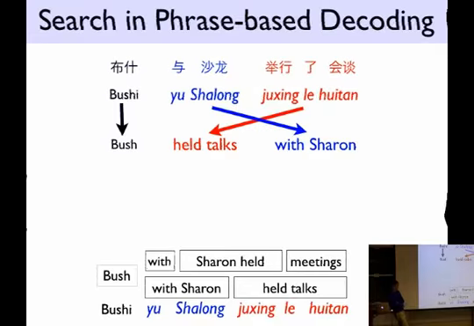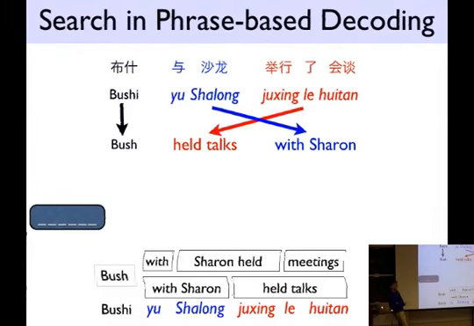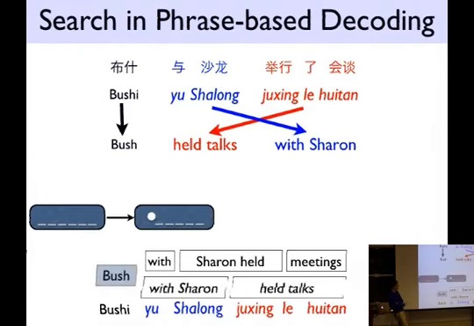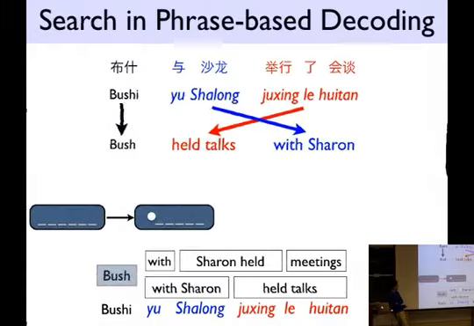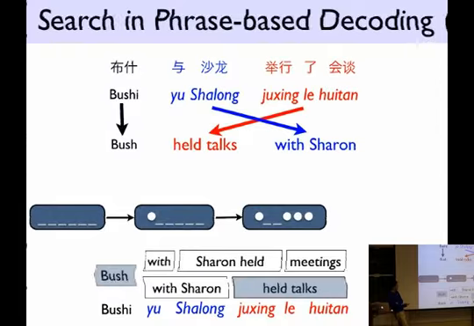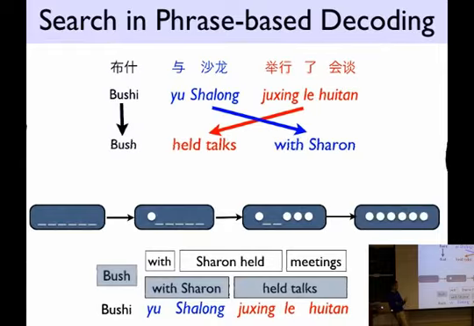Phrase-based translation is basically trying to cover each word once and only once. It uses a bit vector to represent a state. This bit vector means no word is translated so far, so every word is empty. You can translate the first word, covering Bush to 不时 to Bush. Then you can make a jump of 2 and cover the last 3 words, 举行的会谈. That becomes this state. Gradually you can jump back to cover 与沙龙 with Sharon, and you have a full translation.